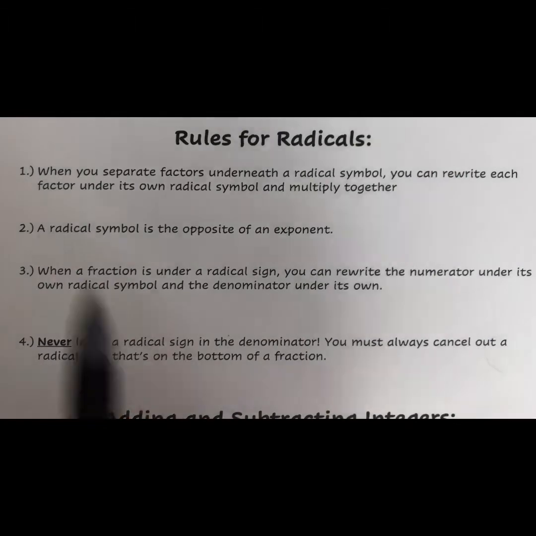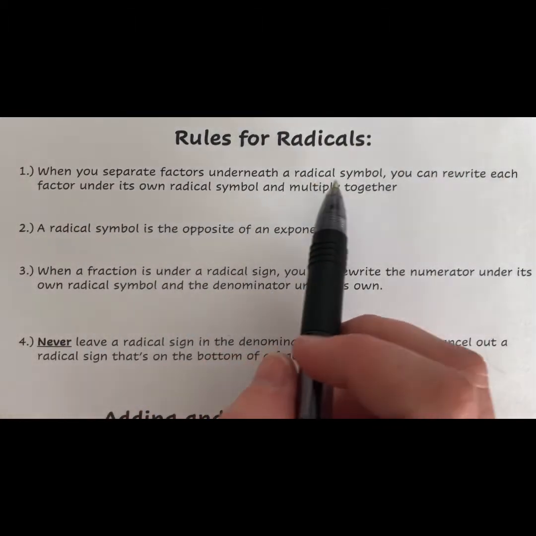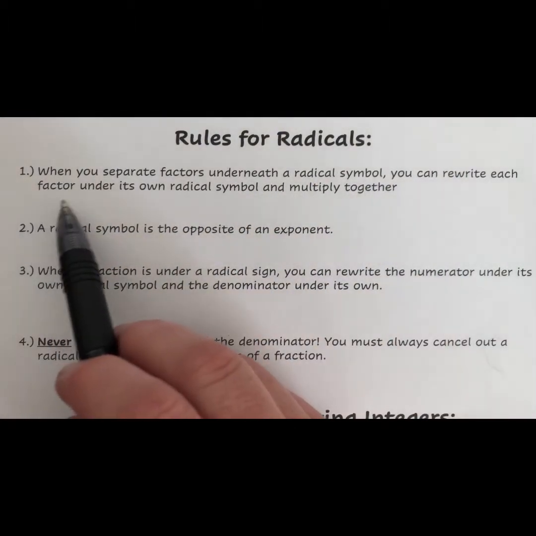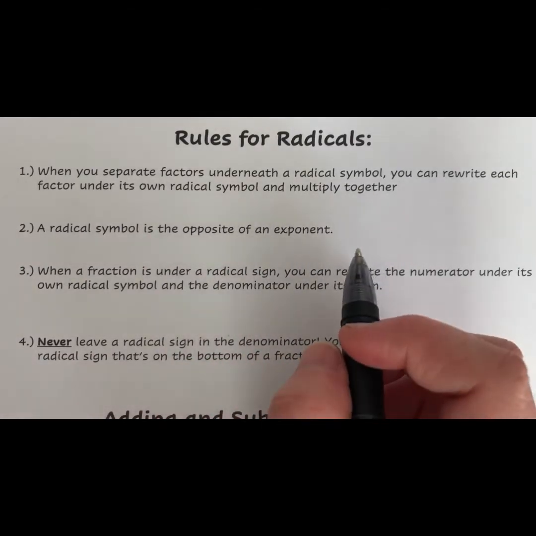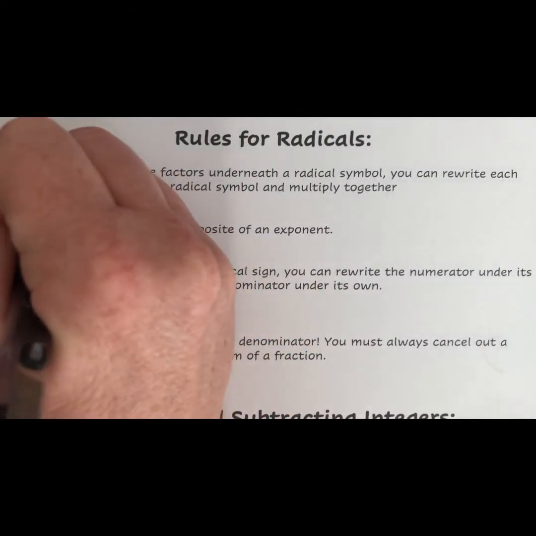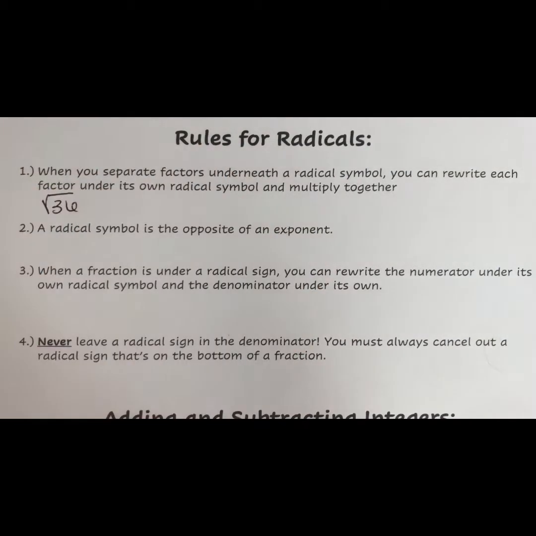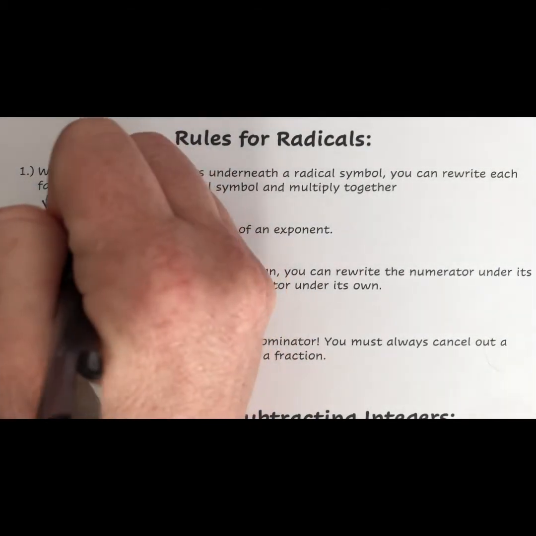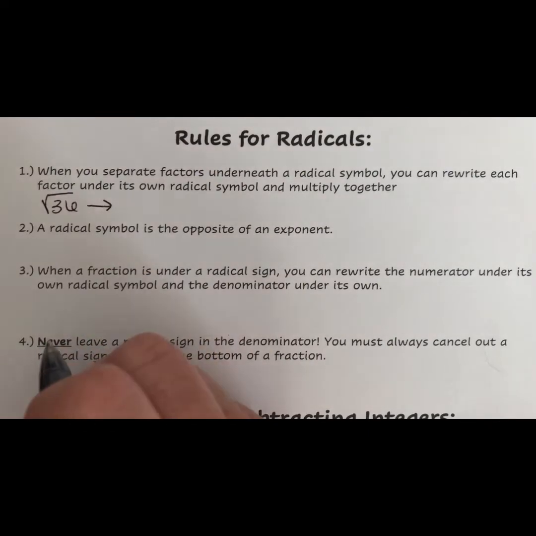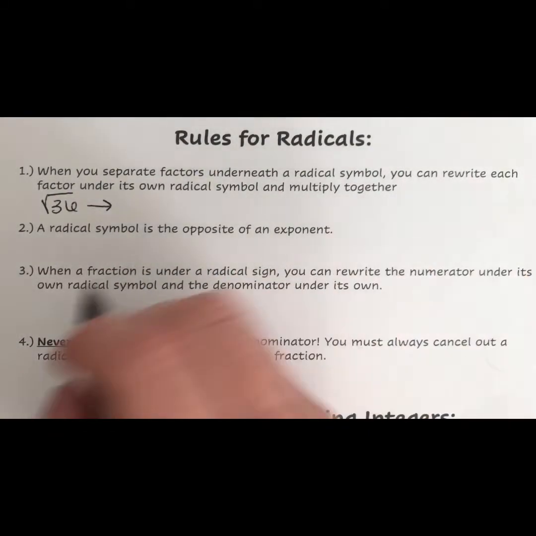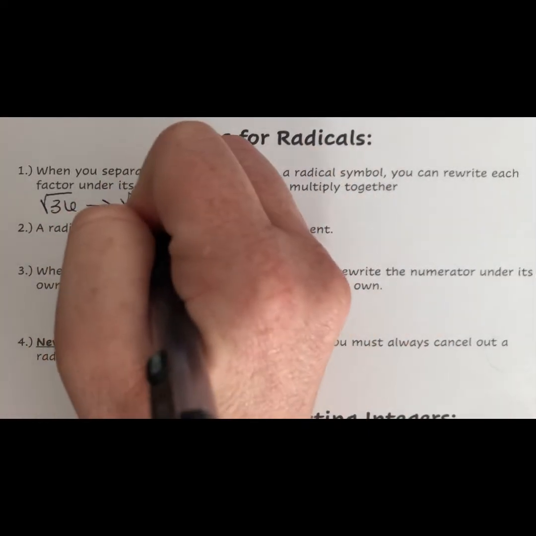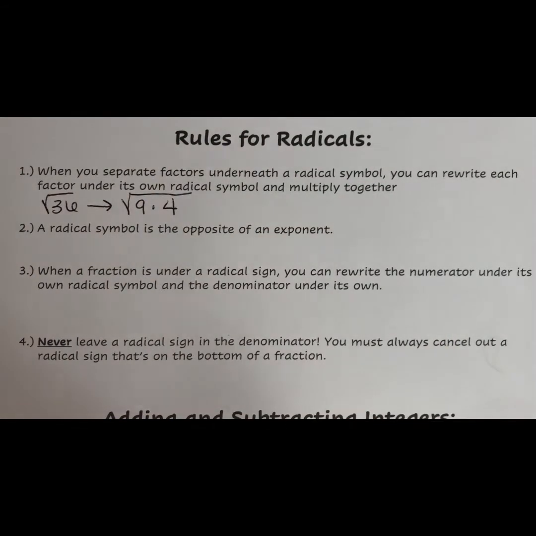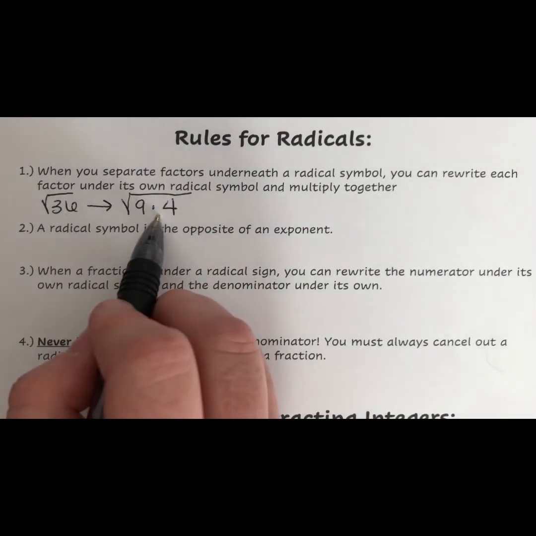All right, so first thing, number 1, when you separate factors underneath a radical symbol, you can rewrite each factor under its own radical symbol and multiply them together. What did I just say? All right, so if I had square root of 36, right? I'm going to separate that. Factors of 36 are like 6 and 6, 9 and 4, 2 and 18, right? There's a bunch of different ones. So I'm going to separate it into 9 times 4. Same thing. 36 is the same thing as 9 times 4.